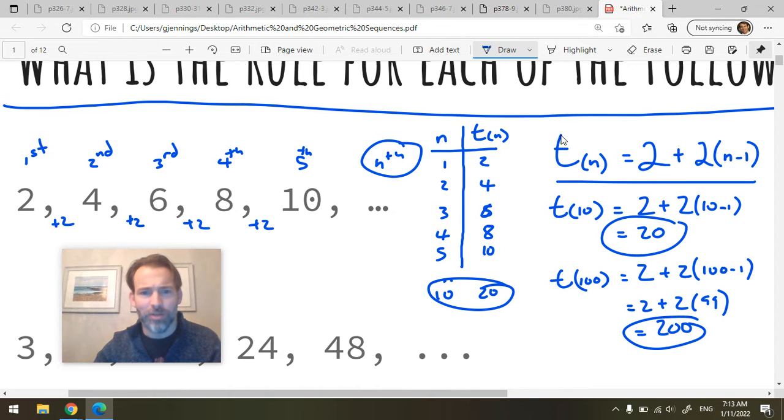Okay, and some of you are saying, why don't you just multiply n by 2? That's a very good question. Actually, we did. This is that. Multiply this in: this is 2n minus 2 plus 2. So it's just 2n.